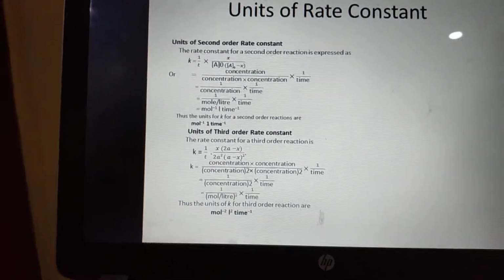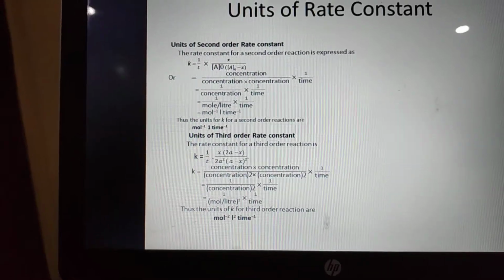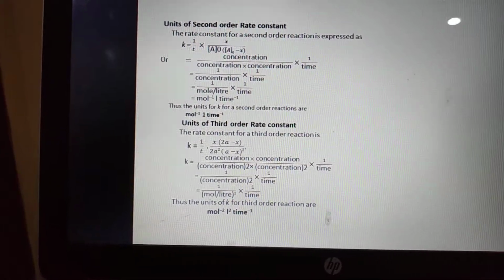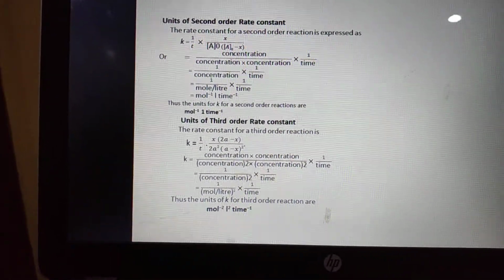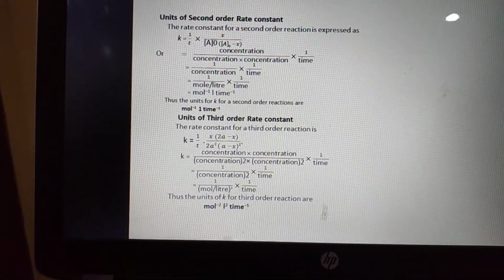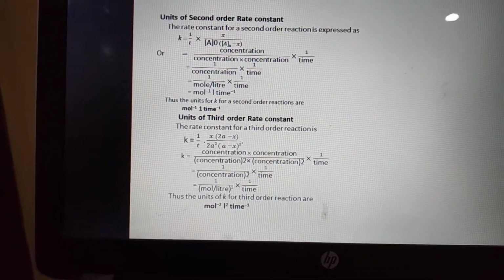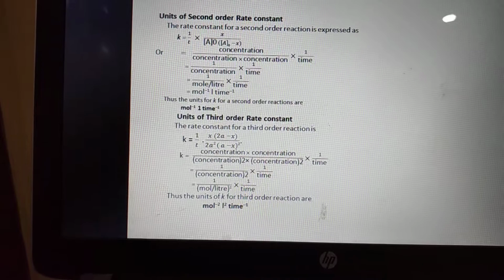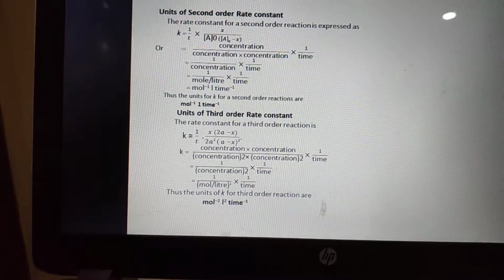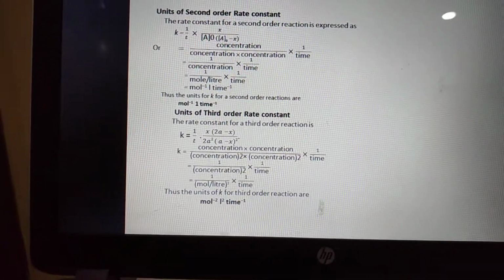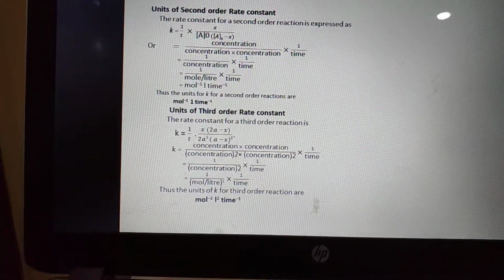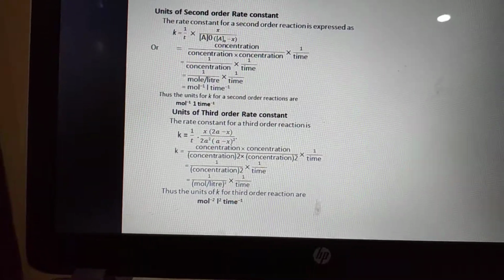Now for the second order, it has the greater equations. The rate constant for the second order is expressed as k is equal to 1 over t multiplied by x over A naught into (A naught minus x). So x is a concentration, A naught is also a concentration, and A naught minus x is also a concentration, multiplied by 1 over time. So 1 over concentration multiplied by 1 over time. So 1 over mole per liter multiplied by 1 over time. So it has per mole, with mole in the denominator and liter in the numerator, per time. Thus the unit of k for the second order is liter per mole per time.